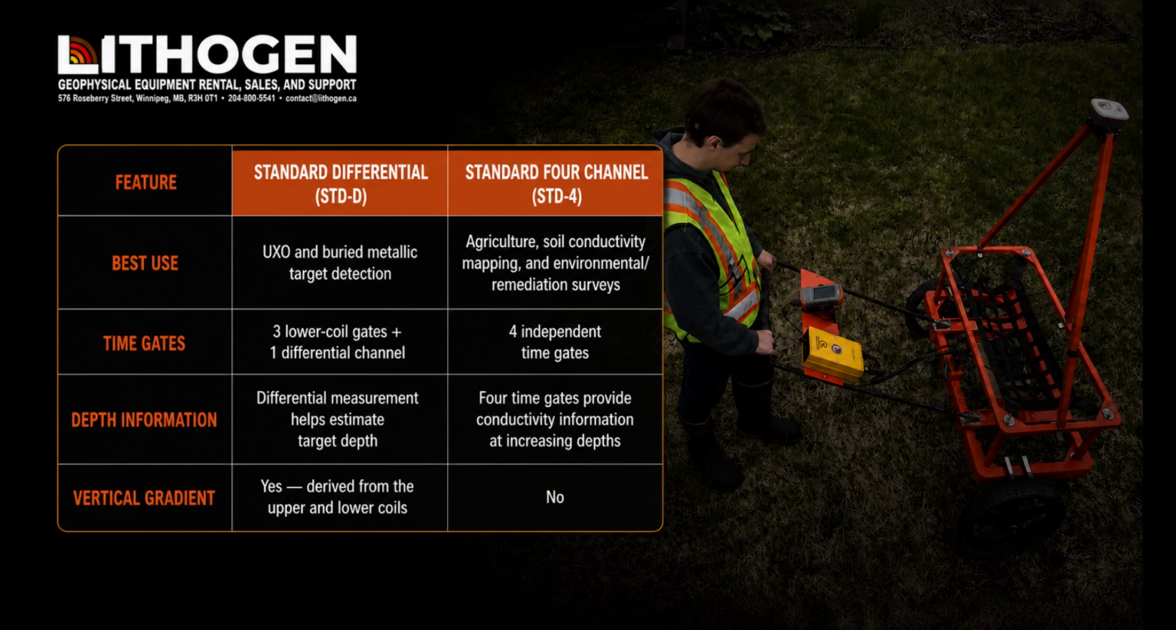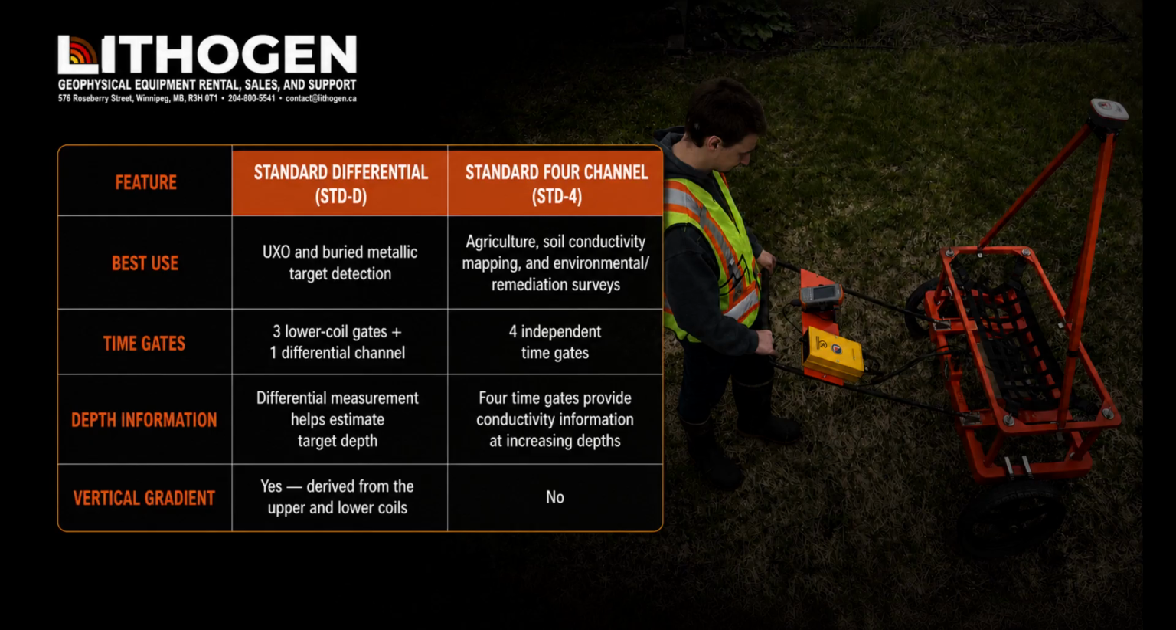I should point out that if your target is mostly UXO or underground metal detection, you should probably have it in the differential mode, as this mode is less affected by the near surface response. And additionally, you have that second coil that can help you determine the depth of the target.